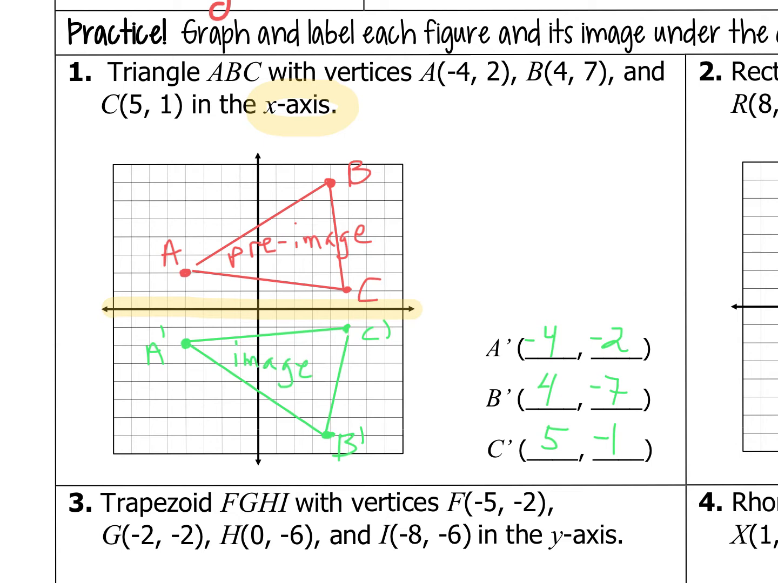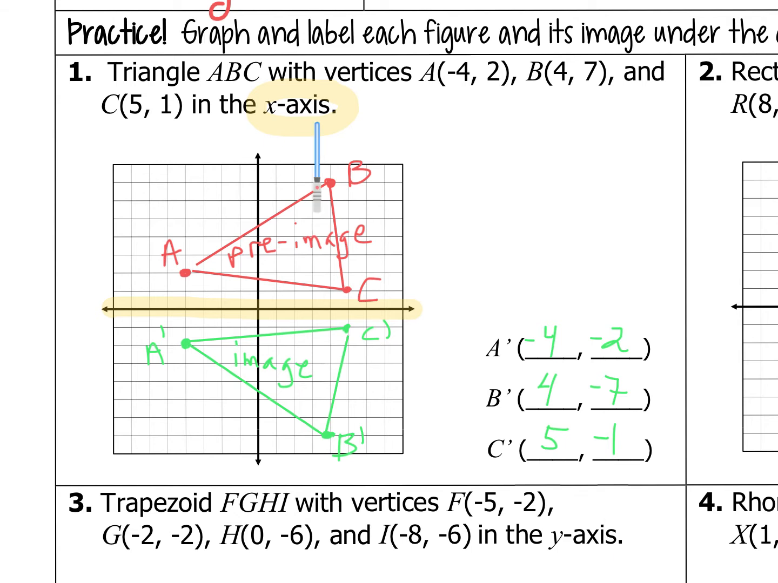Now let's talk briefly about the math. Notice that if we reflect over the x-axis, look at your original ordered pairs here. Look at your x values: -4 for A, 4 for B, 5 for C. When you reflect over the x-axis, the x values did not change. But the y values, look at A, 2 went to a -2. For B, 7 went to a -7, and for C, 1 went to a -1.